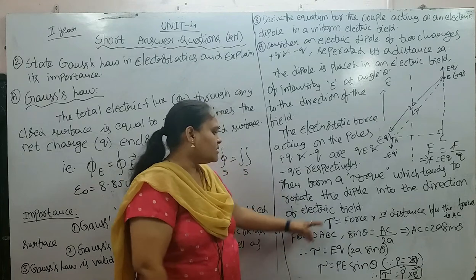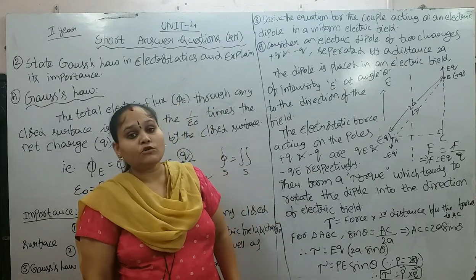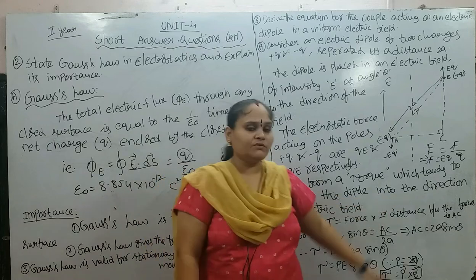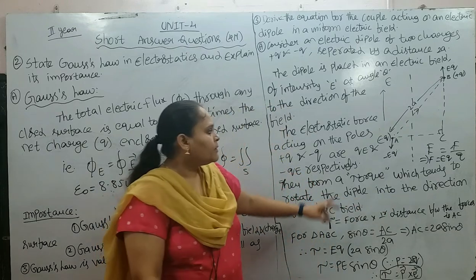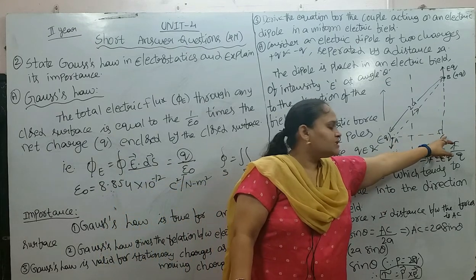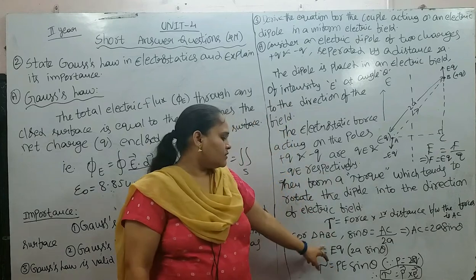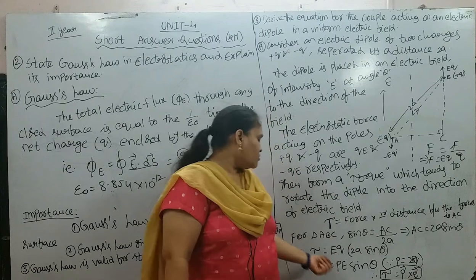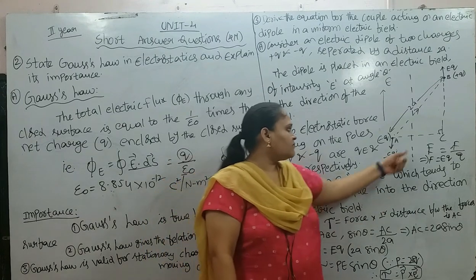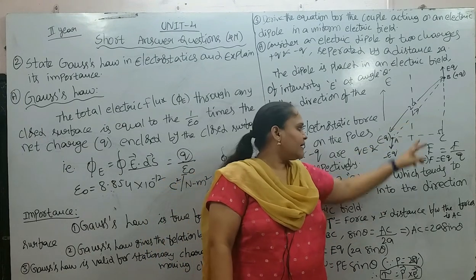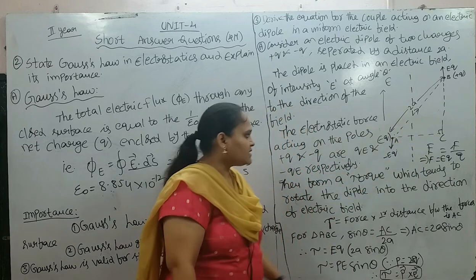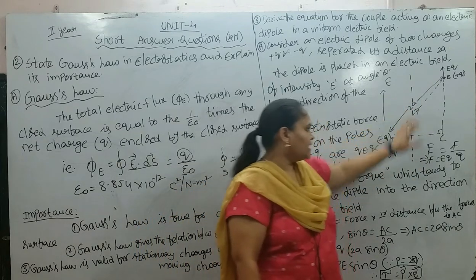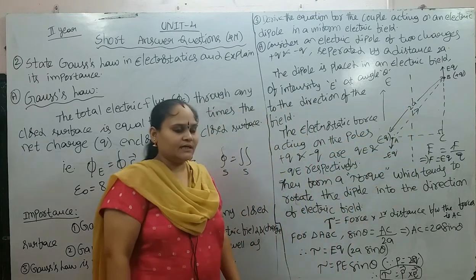So torque tau will be nothing but force into the perpendicular distance between the forces, that is AC. So from this we want the value of AC. From the triangle ABC we can write sin theta equal to AC by 2A. So then AC will be equal to 2A sin theta.